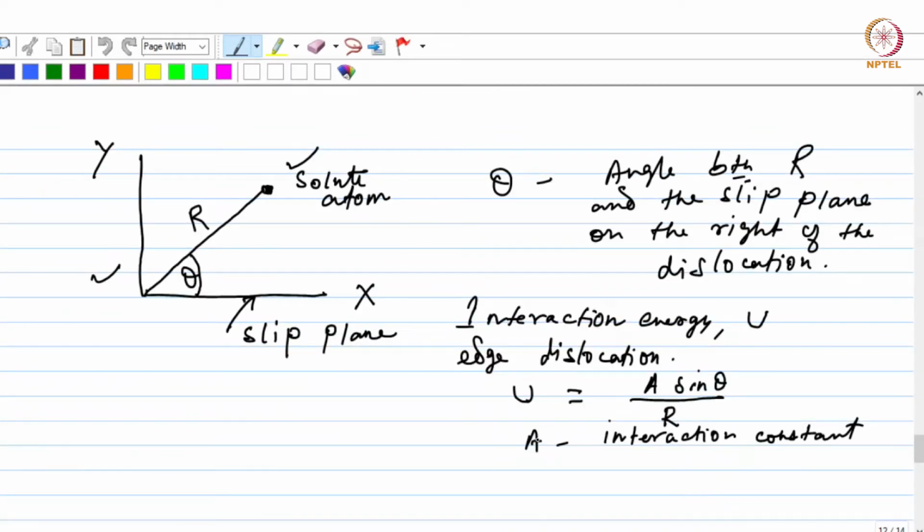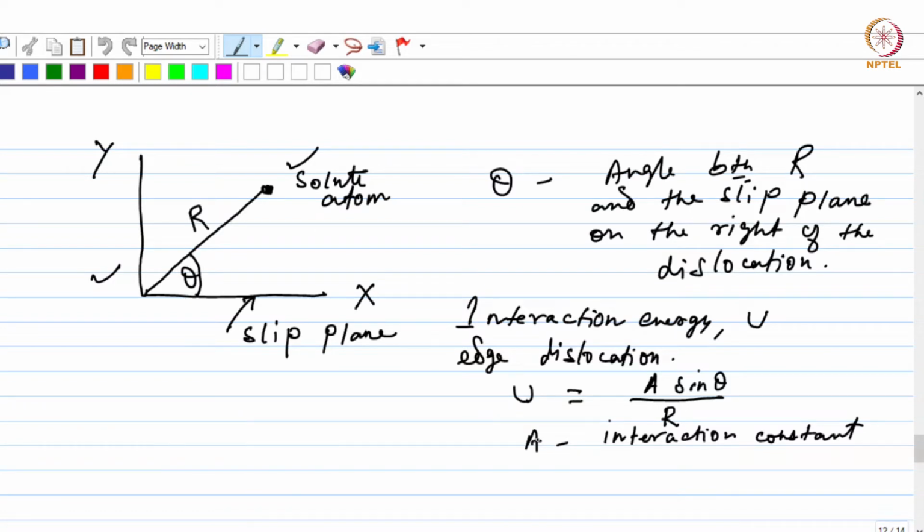So right now we are talking about strain aging in aluminum alloys, and with regard to that we have started discussing the Cottrell-Bilby theory of strain aging. So in this lecture today we are going to continue on that. I think we started from here, right?